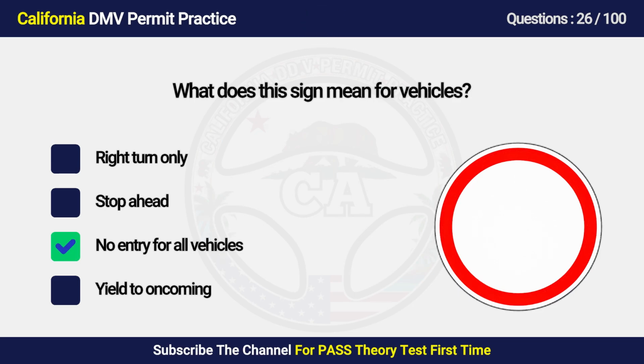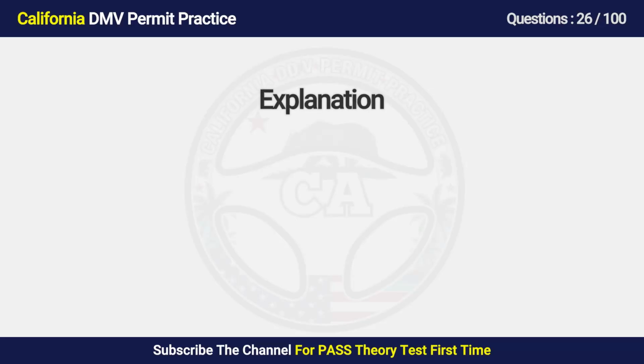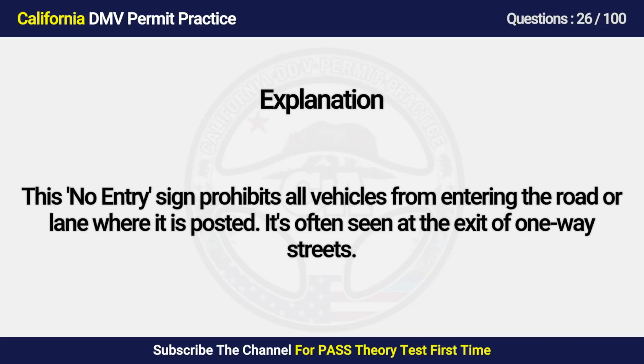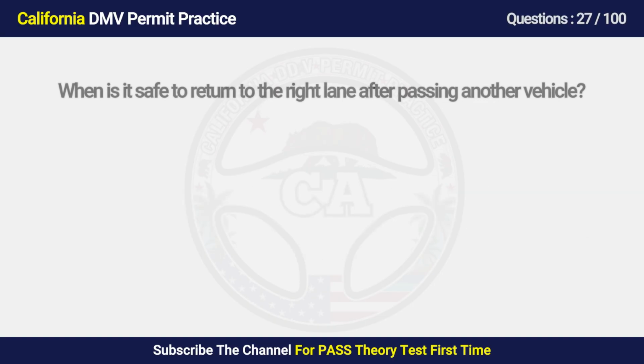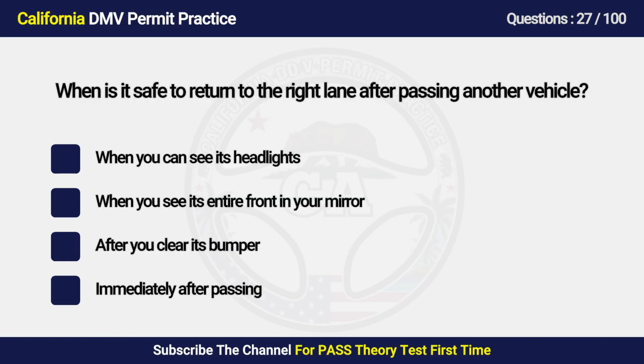Answer is C. No entry for all vehicles. This no entry sign prohibits all vehicles from entering the road or lane where it is posted. It's often seen at the exit of one-way streets. Question 27. When is it safe to return to the right lane after passing another vehicle?